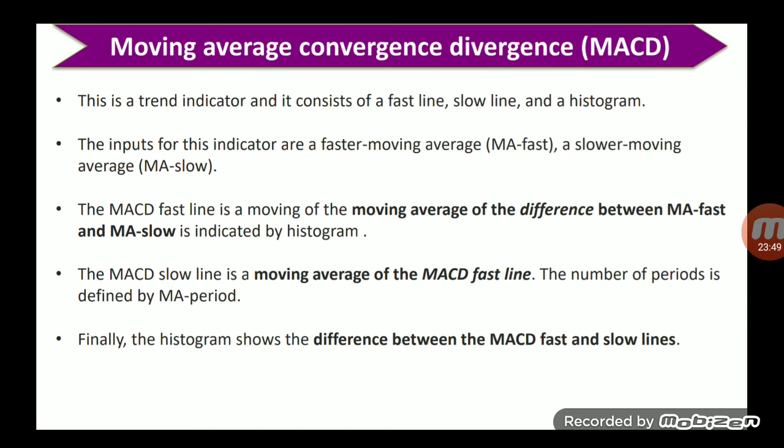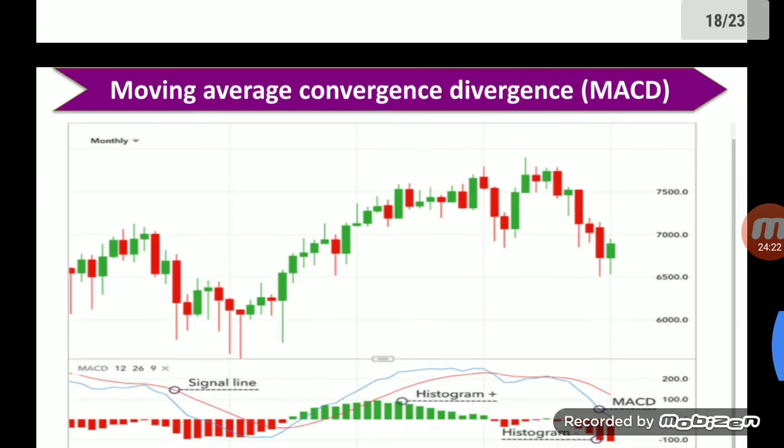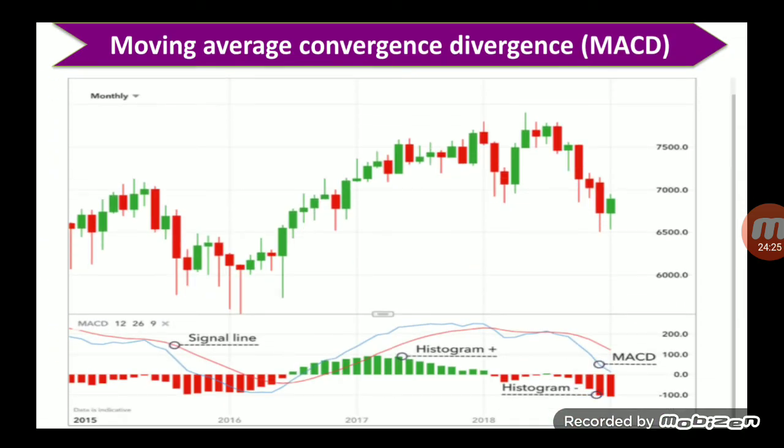I will explain in detail when we discuss it. This is a trade indicator and consists of one fast line and one slow line, and a histogram. You will get a clear idea when you see the graph. The inputs for this indicator are a faster moving average and a slower moving average. Here we can see at the bottom the blue line, which is the MACD. What is MACD?